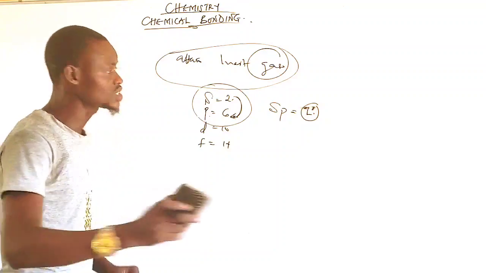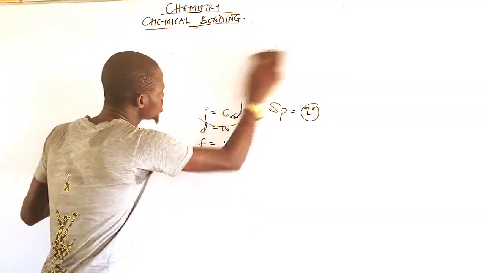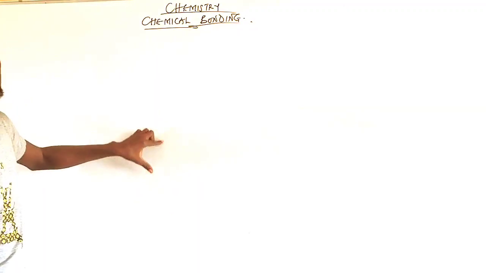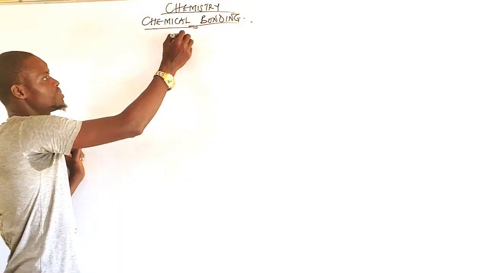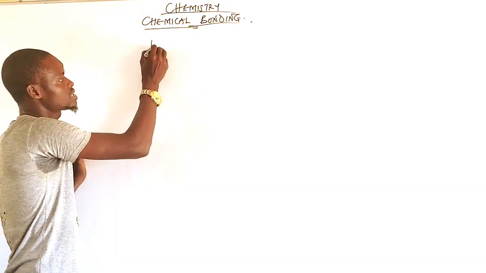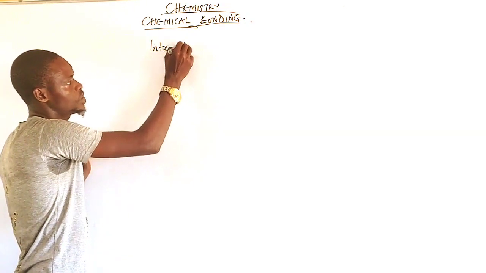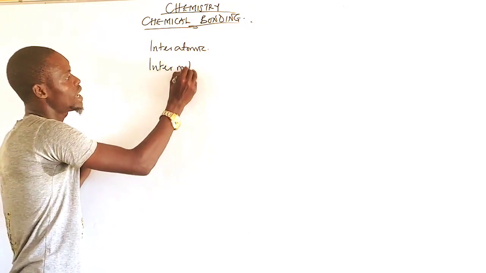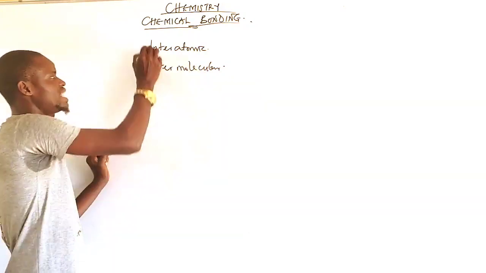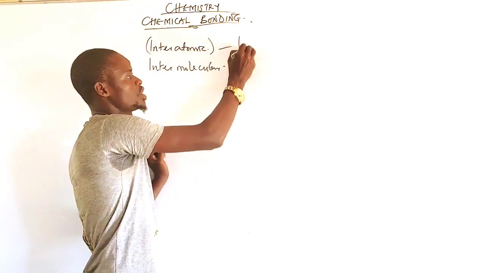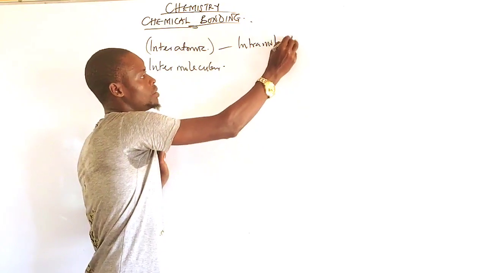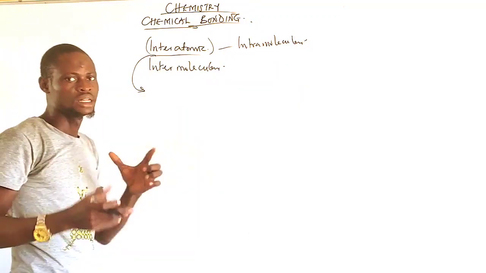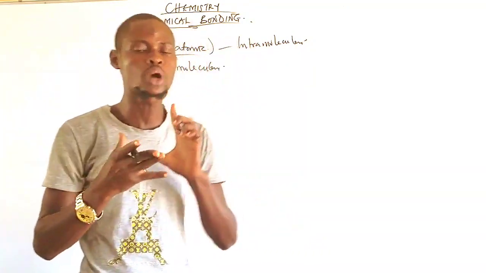Now, I would like you to understand something today. What is the major thing that we need to know to pass our JAM without wasting much of our time? Chemical bonding is classified into 2. We'll be talking about interatomic bonding, and also what we call intermolecular bonding. Another name given to this is intramolecular bonding altogether. So in a nutshell, interatomic bonding simply means the bonding that exists between 2 atoms altogether.